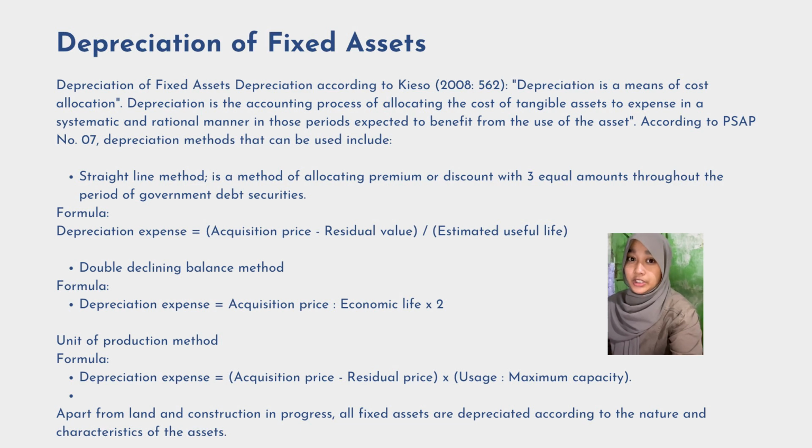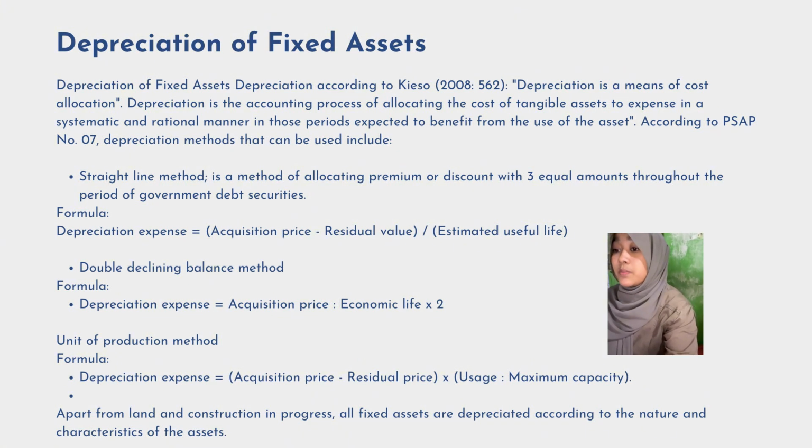Next is depreciation of fixed assets. Depreciation of fixed asset according to KSO 2008. Depreciation is a means of cost allocation. Depreciation is the accounting process of allocating the cost of tangible assets to expense in a systematic and rational manner in those periods expected to benefit from the use of the assets.